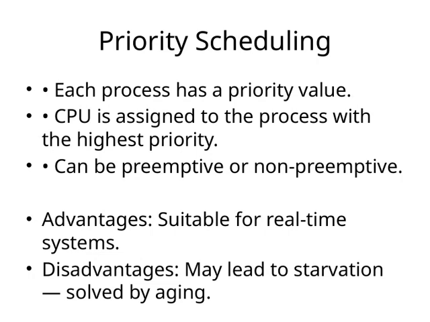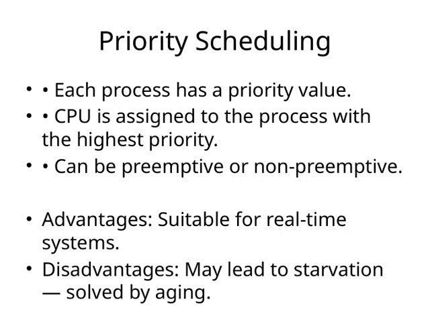Now, let's talk about priority scheduling. In this approach, each process is assigned a priority value, which helps determine the order in which processes are executed. The CPU is given to the process with the highest priority at any given time. This method can be either preemptive, meaning a higher priority process can interrupt a running process, or non-preemptive, where a running process isn't interrupted until it finishes.